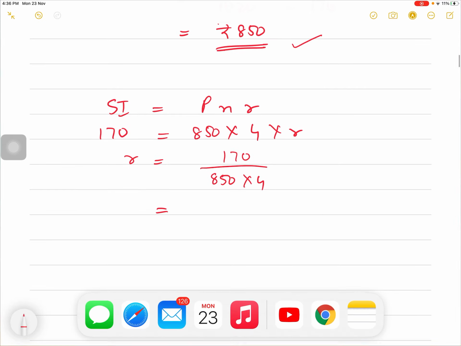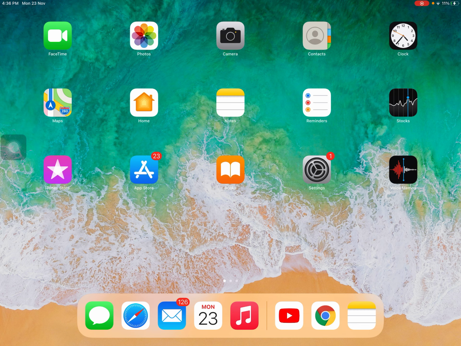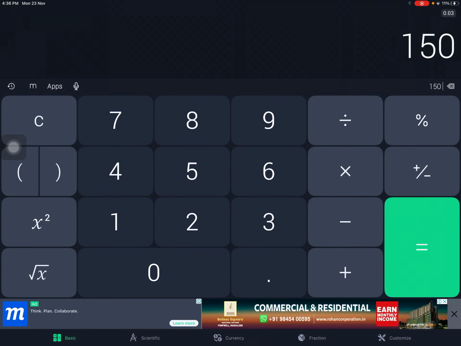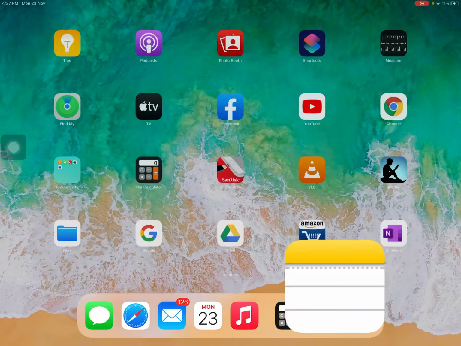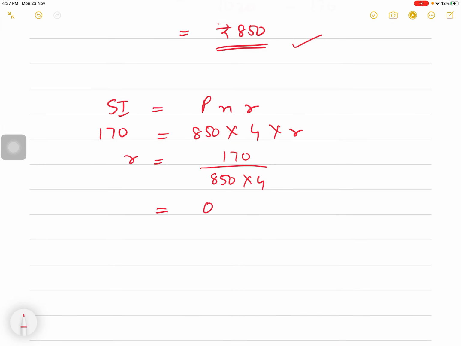So let's calculate this. 170 divided by 850 divided by 4, sorry, it was 170, not 150. It comes to 0.05, or 5%. Okay.